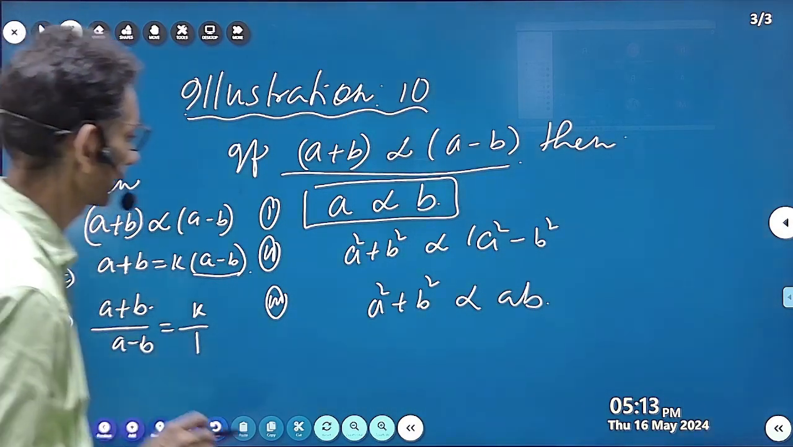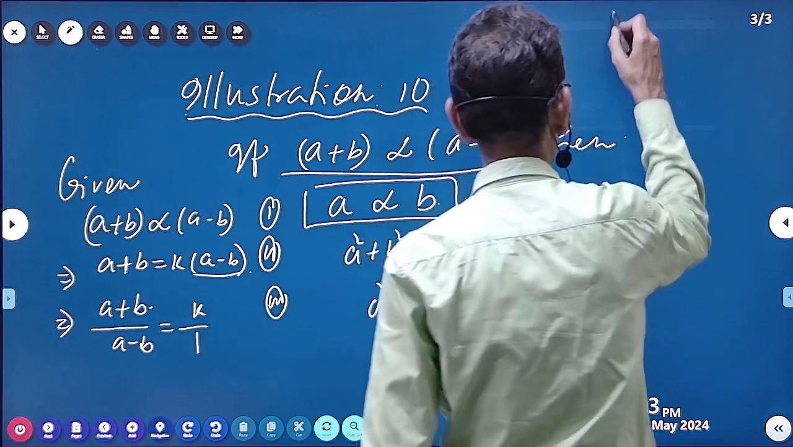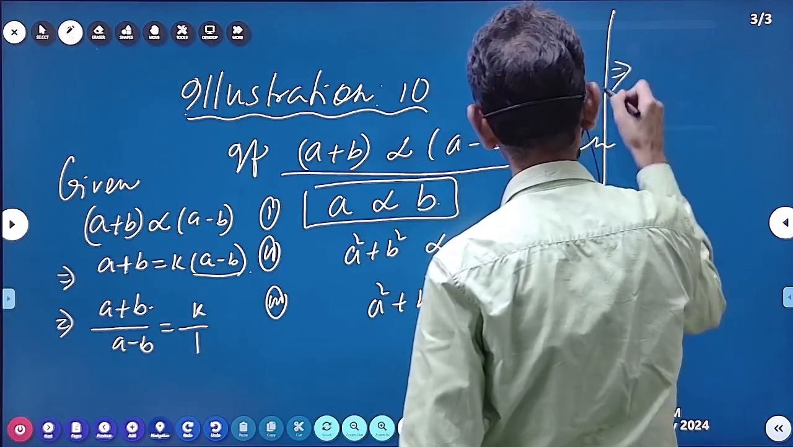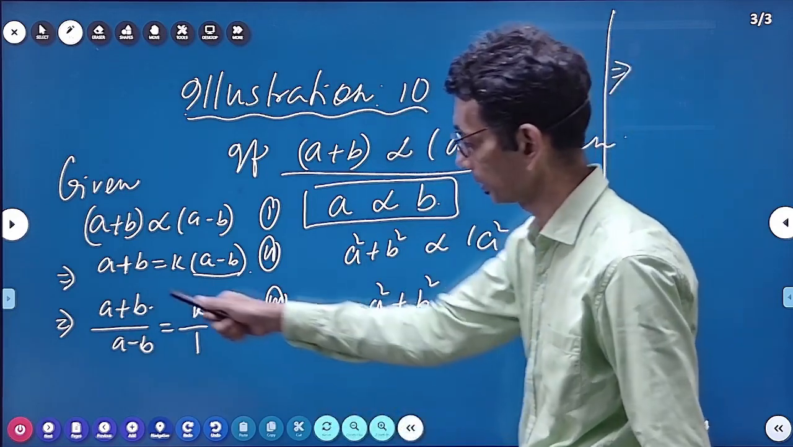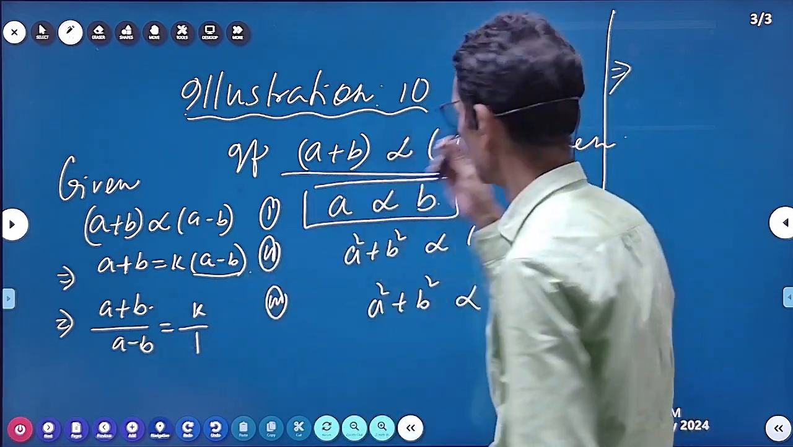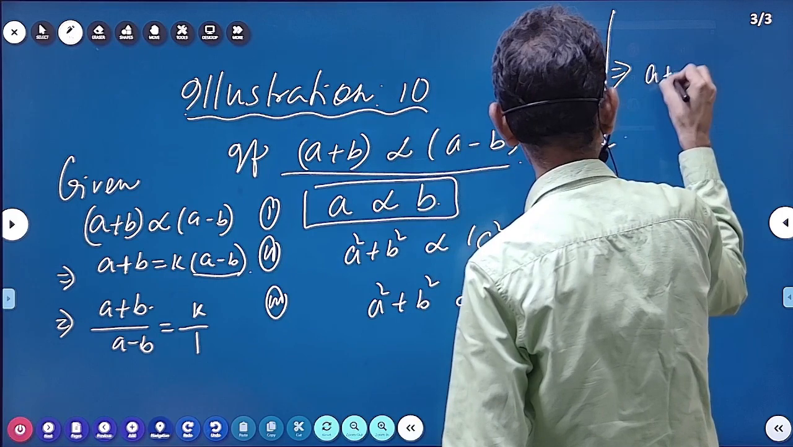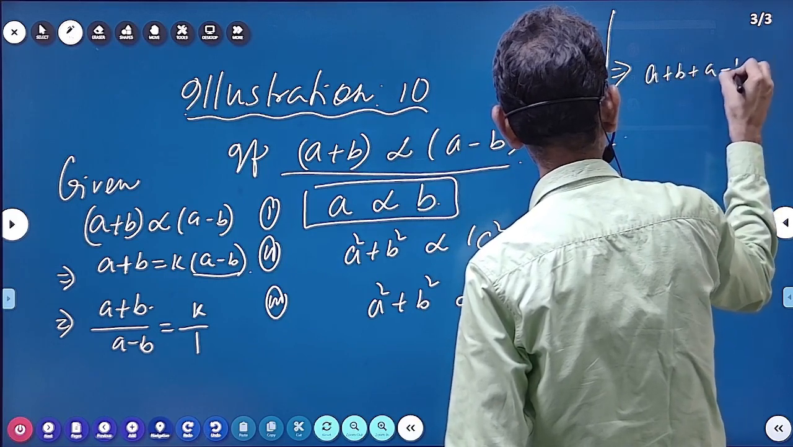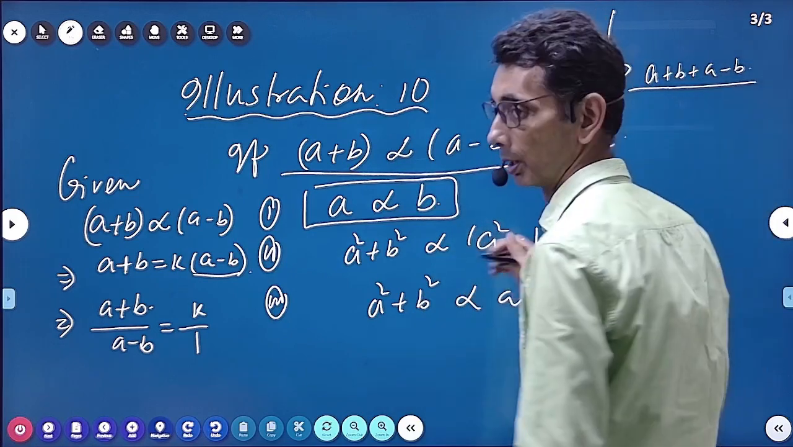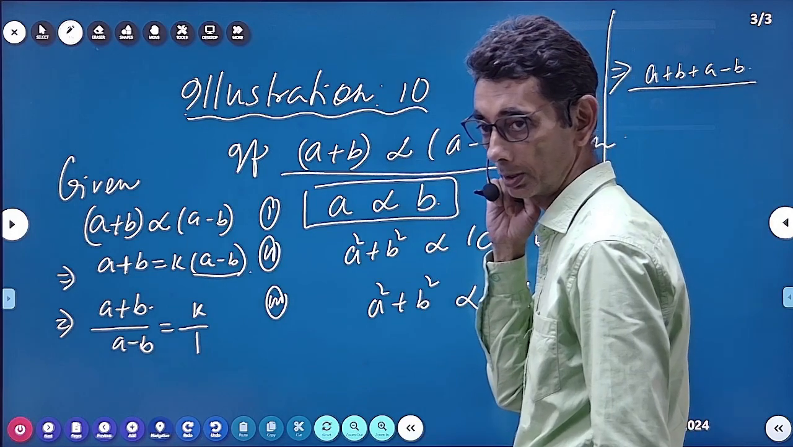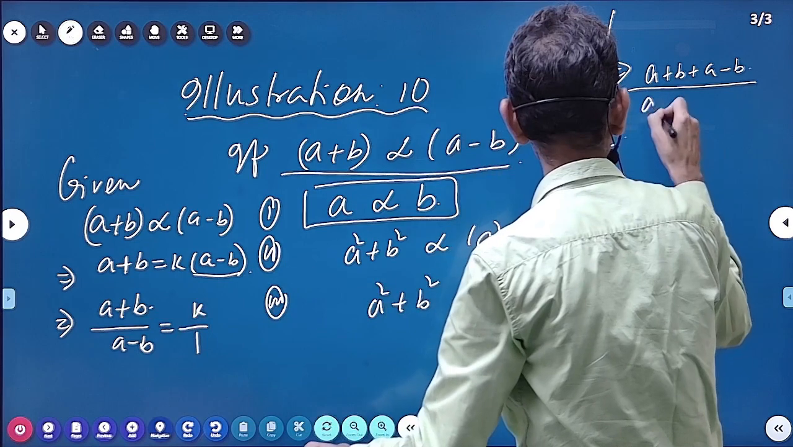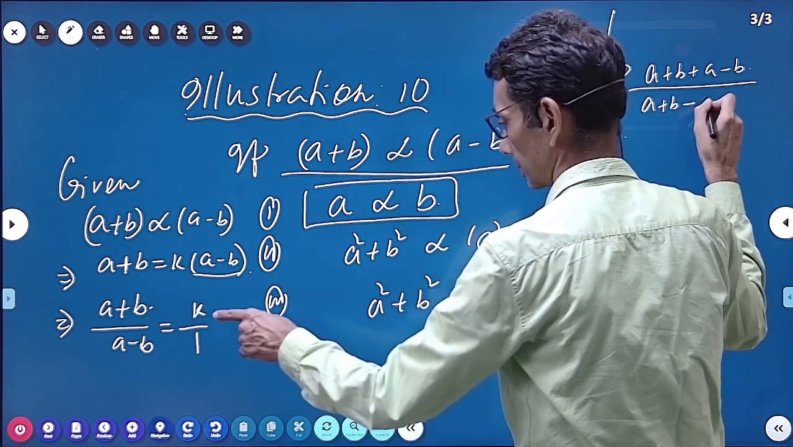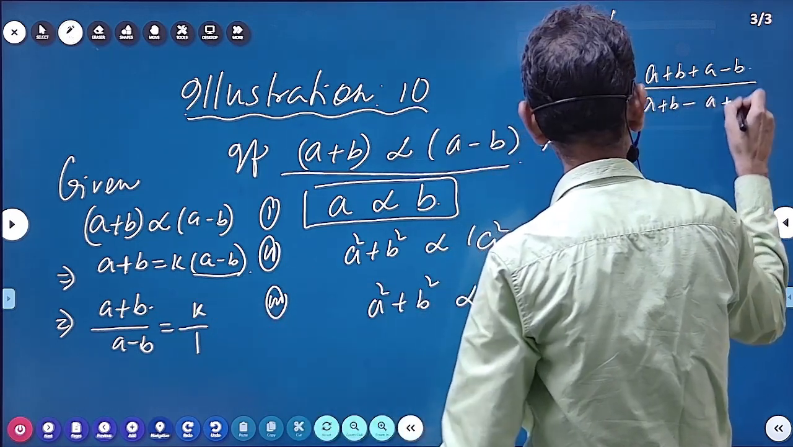We'll be using the componendo dividendo method. What was the componendo dividendo? Numerator plus denominator: A plus B plus A minus B. That is componendo. Dividendo is what? Numerator minus denominator: A plus B minus A minus B.